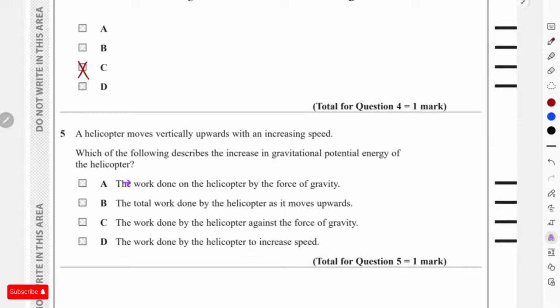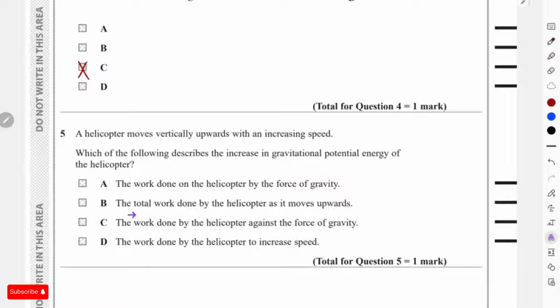So for part A, if you focus, it says that the work done on the helicopter by the force of gravity. This kind of indicates that your force of gravity is the one force that is pushing that helicopter away from the Earth's gravitational field, which is again wrong, because gravity will always try to pull that helicopter towards the Earth's crust, right? It will not push it away. Statement A says that gravity is actually pushing that helicopter away from the Earth's crust. So obviously this is wrong.